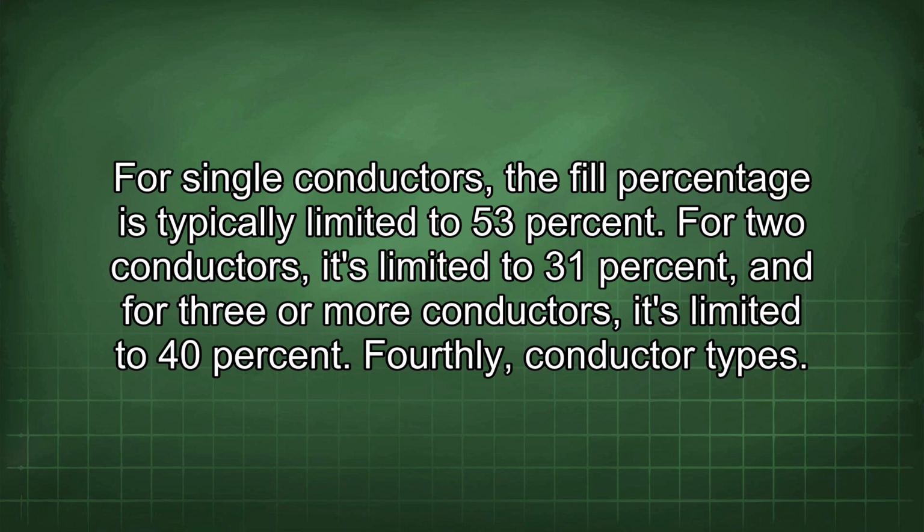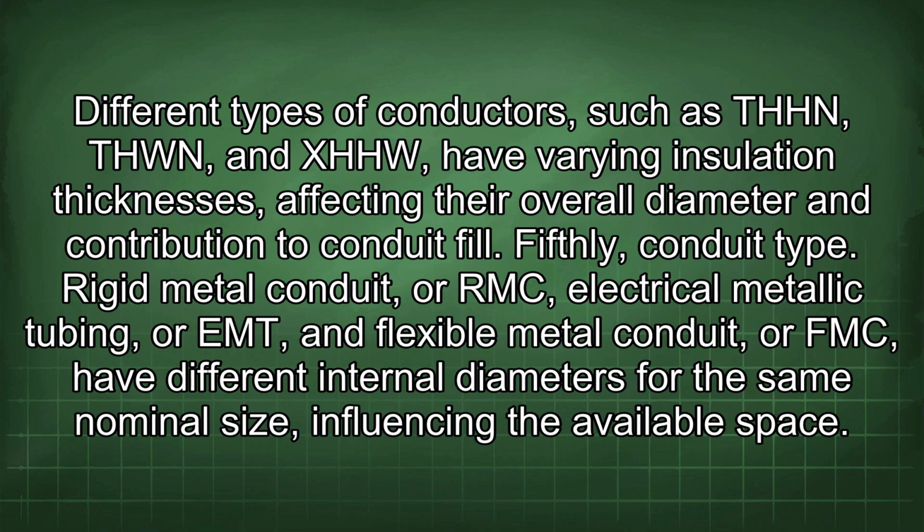Fourthly, conductor types. Different types of conductors, such as THHN, THWN, and XHHW, have varying insulation thicknesses affecting their overall diameter and contribution to conduit fill. Fifthly, conduit type. Rigid metal conduit, or RMC, electrical metallic tubing, or EMT, and flexible metal conduit, or FMC, have different internal diameters for the same nominal size, influencing the available space.